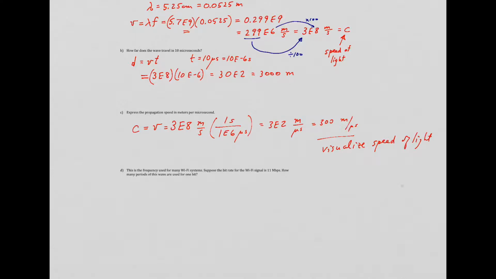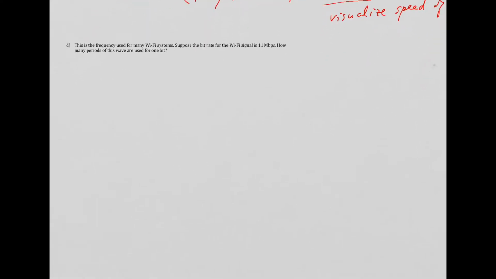Okay. Finally, this is the frequency used for many Wi-Fi systems. Suppose the bit rate for Wi-Fi signals is 11 megabits per second. How many periods of this wave are used for 1 bit? So this is kind of a different question. I'm going to make a time axis here, and I'm going to send some data such that this little chunk of time is the bit period.